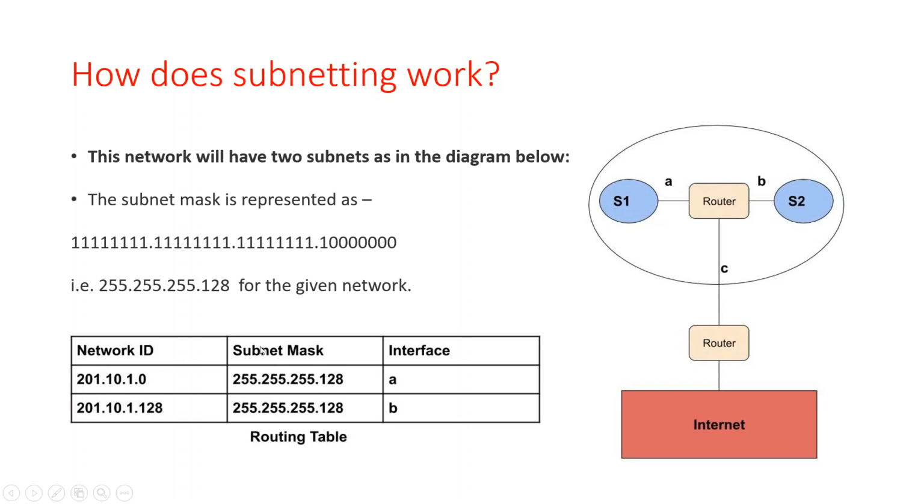The network ID is 201.10.1.0 and the subnet mask is 255.255.255.128. So in the same network we have different network IDs for the hosts but the same subnet mask, and the interface between A and B. So this is a routing table for subnetting.